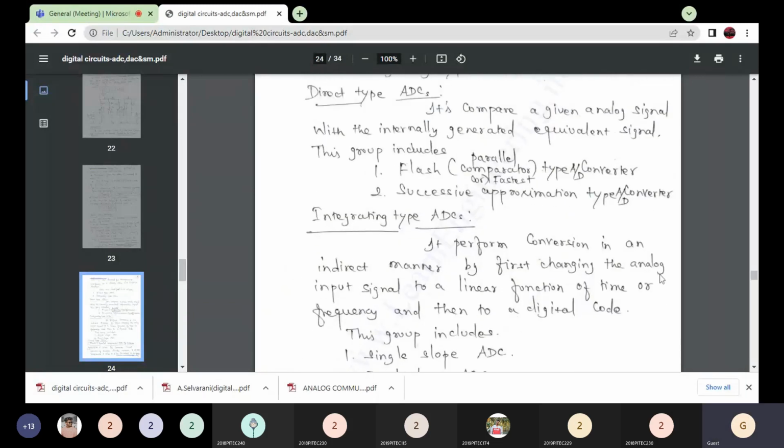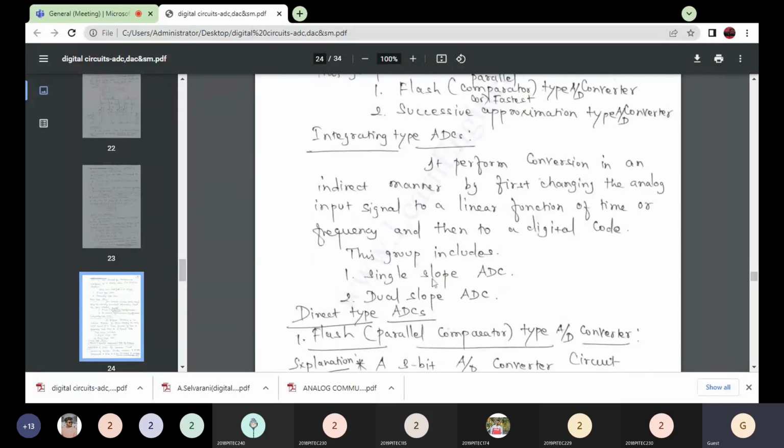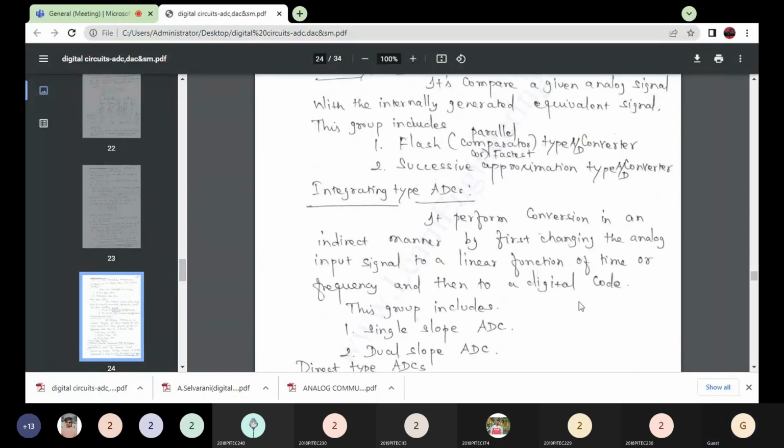So in the direct type, we have two converters: the flash type and the successive approximation type A to D converter. In the integrating type, we have two types: the single slope and the dual slope A to D converter. We'll see them one by one in the next class. Here we revised the theory concept, and in the next class we'll see the remaining things, the different types of A to D converter, starting with the direct type.